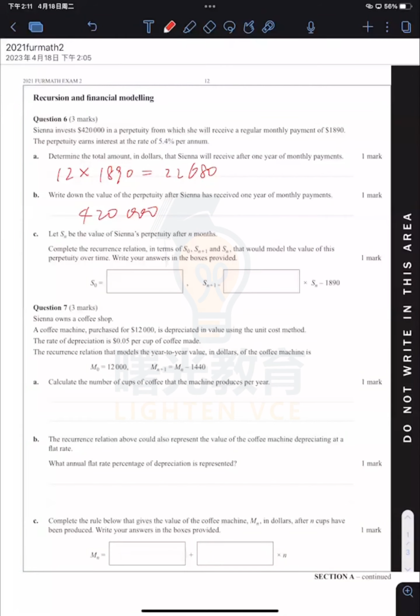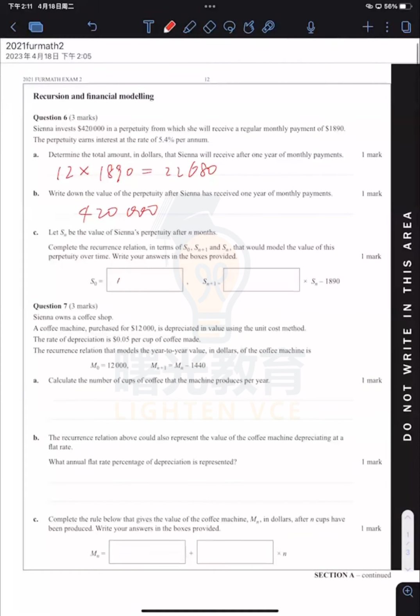Now, let Sn be the value of Sienna's perpetuity after n months. And we need to complete the recurrence relations. Look, recursion relations require two parts: the initial value, when n equals 0, and the relation between the consecutive or successive terms. How much money at the beginning? That is $420,000.